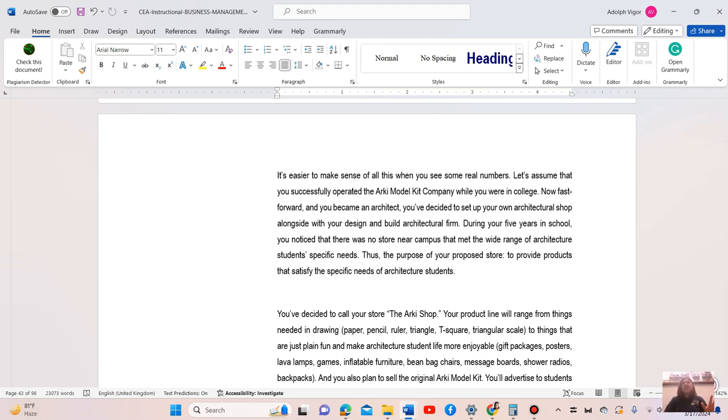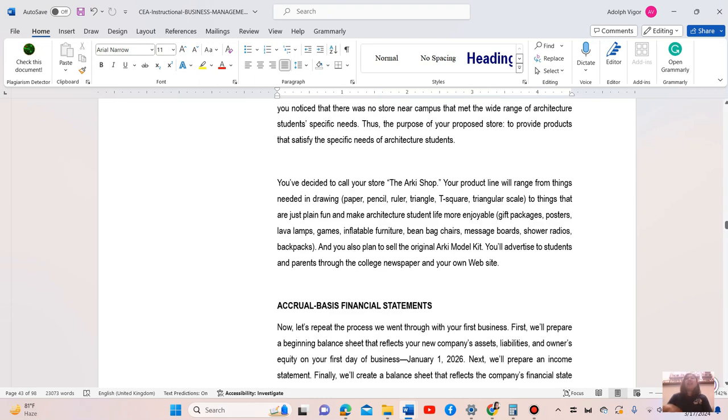During your 5 years in school, you noticed that there was no store near the campus, near Lapasan, specializing in architecture supplies that met the wide range of architecture students' specific needs. So that's the purpose of your proposed store: to provide products that satisfy the specific needs of architectural students. Then you decided to call your store the Archi Shop.